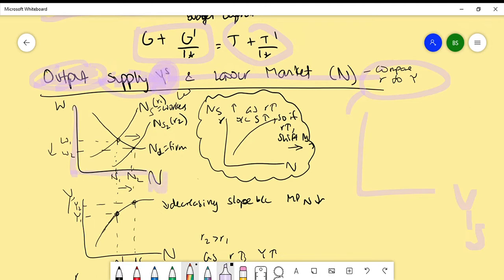With N and with the wage, the labor supply is increasing because with higher wages more people want to work. Labor demand is decreasing because with higher wages firms will want to hire fewer people. And remember, right now this is labor supply, not output supply, but we'll be getting to the output supply later on.